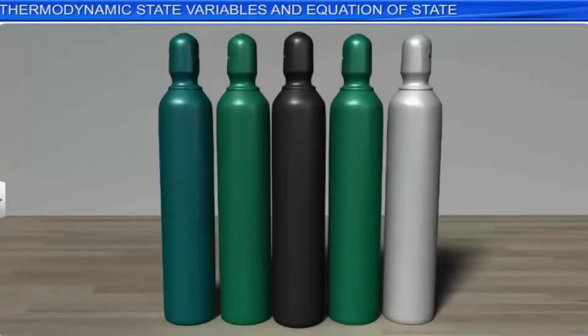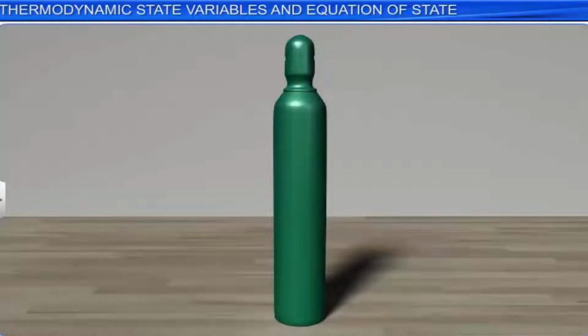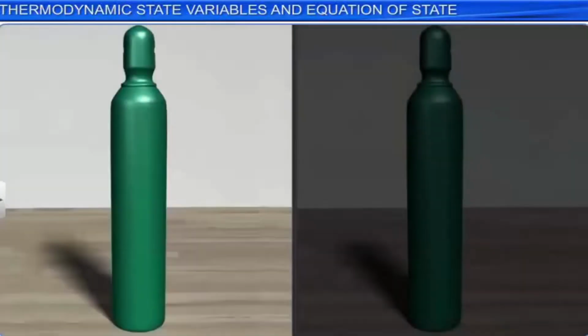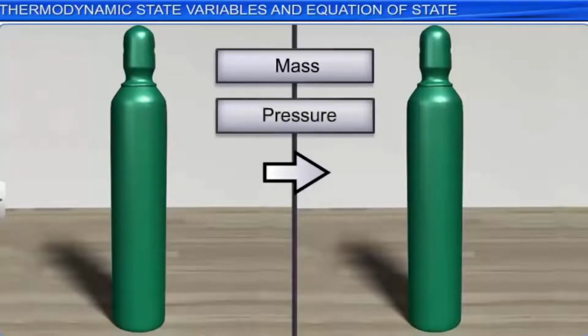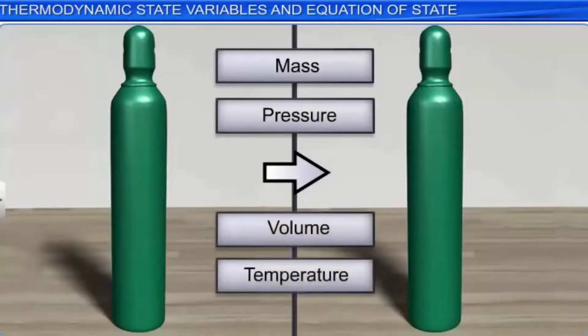If oxygen gas in a cylinder is treated as a system, we can reproduce the system by knowing the values of some of the properties of the gas, such as mass, pressure, volume, and temperature. The set of values of properties of a thermodynamic system, which are used to reproduce the system, is known as thermodynamic state, and the properties are also called variables.